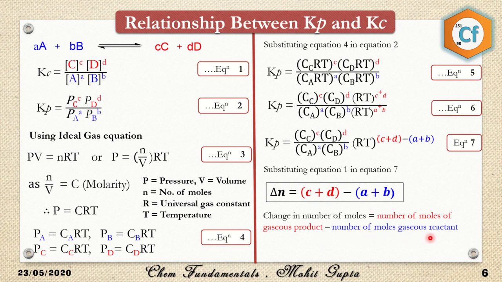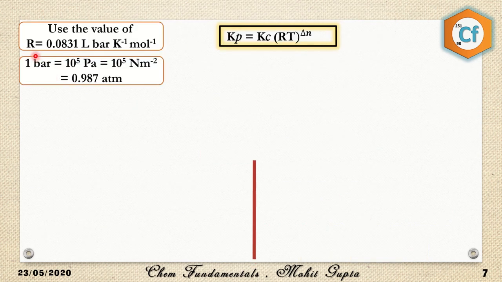One point you need to remember here is that you don't have to include any liquid or solid, because the volume change in a liquid or a solid is very small, because they are very much incompressible. So moving further, we can say Kp is equal to Kc into RT raised to power delta N, where delta N is the change in the number of moles. Here we use R, and the units of R are liter bar per mole per Kelvin.